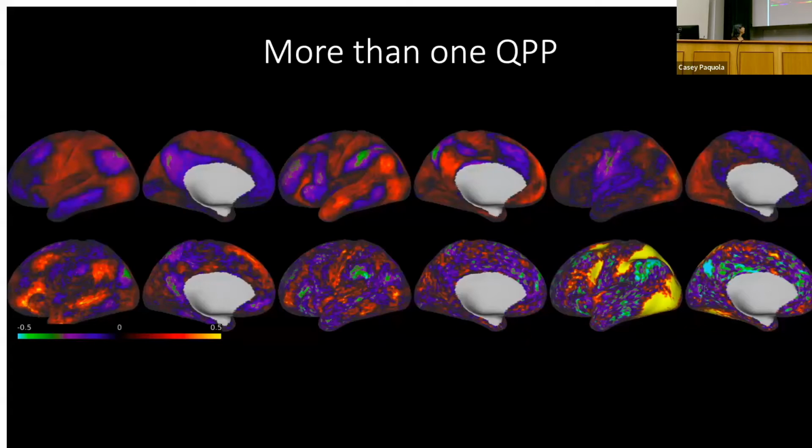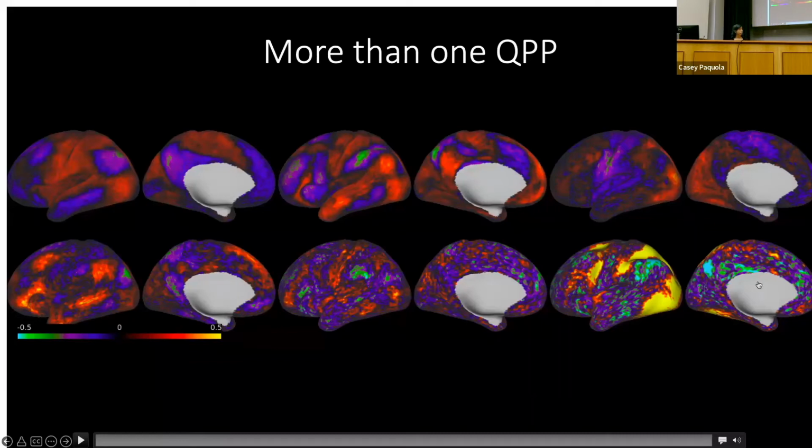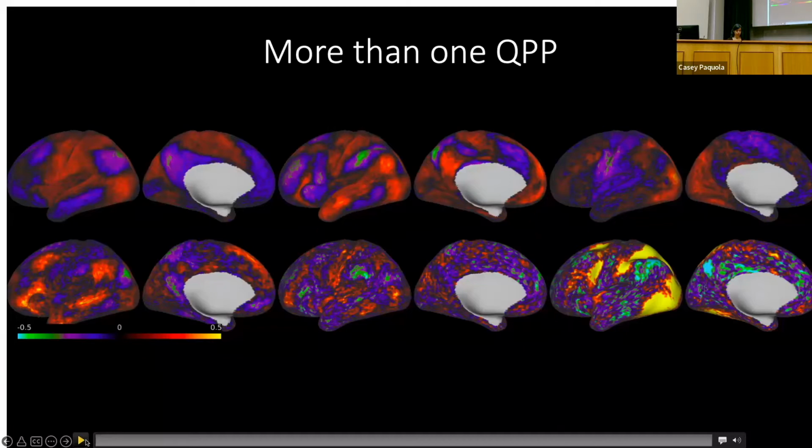So here, these are six different QPPs, starting with one up here at the top left and going to number six down here at the bottom right. You can see they get noisier as we regress more and more of the variance out of each iteration. And so I don't know how many it makes sense to really define, right? But these are just six that we put up for fun. And I can play the movies, you can see the templates.